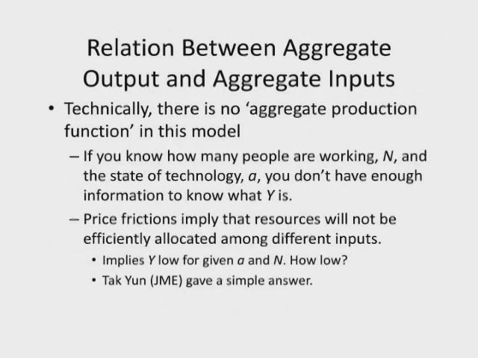So technically, as I said before, there's no aggregate production function in this model. There's no rule that says, okay, we got this many inputs, this is how much aggregate output you're going to get. There's no such equation. You don't know by knowing how many people are working what output's going to be. And that's because of the price frictions.